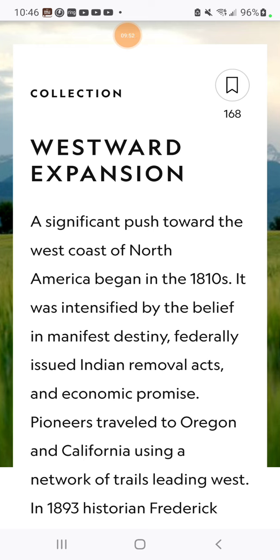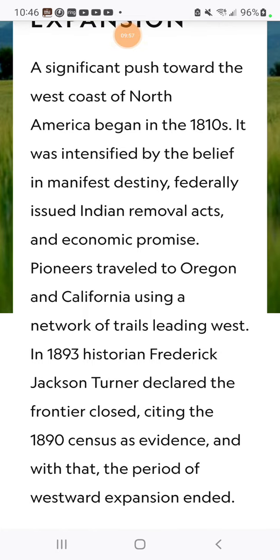It says pioneers traveled to Oregon and California using a network of trails leading west. And where do you think those trails came from? And who put those trails there? North American Indians. Okay? In 1893, historian Frederick Jackson Turner declared the frontier closed, citing the 1890 census as evidence, and with that, the period of westward expansion ended. Yeah, because they had already scooped up most of the damn land.